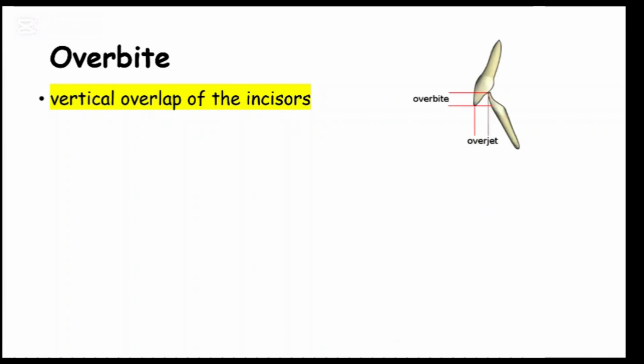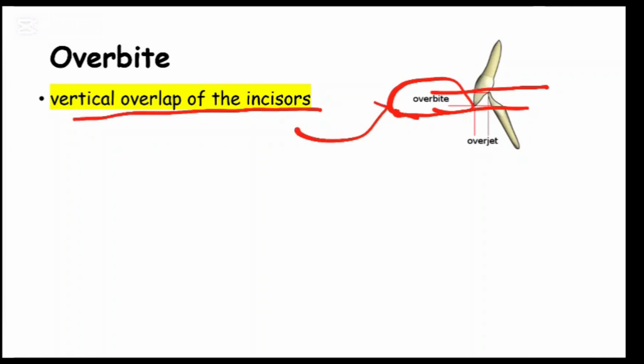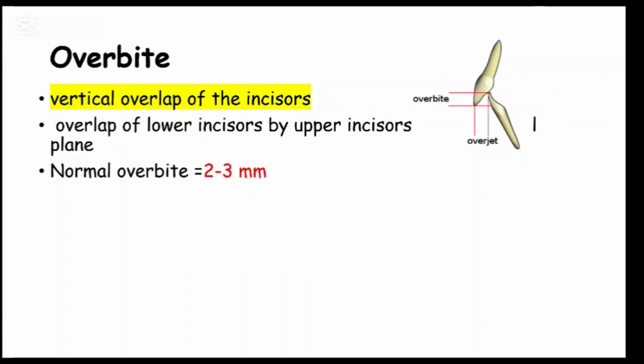Next is overbite. Overbite is the vertical overlap of the incisors. You can see it in this picture, and let me draw it so you can see. I am marking with the red marker that this is the overbite, and you can see that it is the vertical overlap of the incisors. And there is a value.